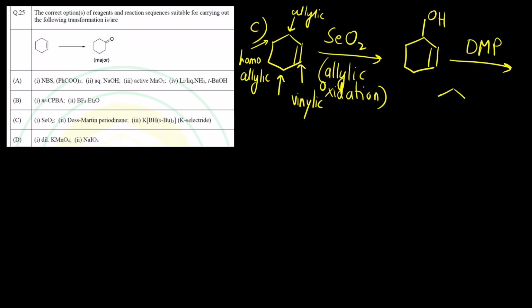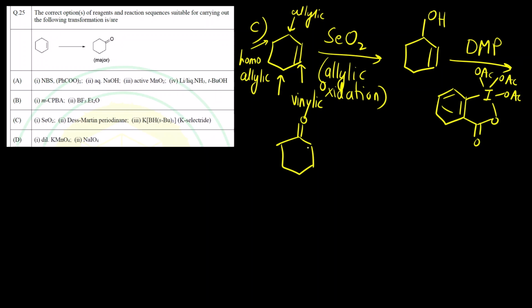What is the structure of DMP? Benzene. It is an iodine based reagent. Iodine has 3 acetyl groups. Okay, and then there is an ester. So this is the structure of DMP, and it will convert what? It will convert this alcohol to ketone, secondary alcohol to ketone.